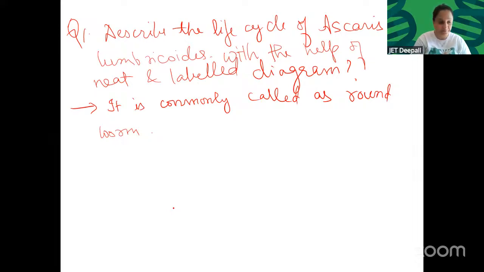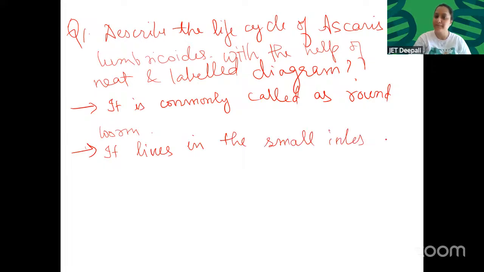Ascaris lumbricoides lives in the small intestine of men. Why are they not present in the stomach? The answer is that stomach pH is very low. They cannot cope with that pH. Acidity is very high in the stomach, so they might get burned. So they find the small intestine a suitable environment for their survival.